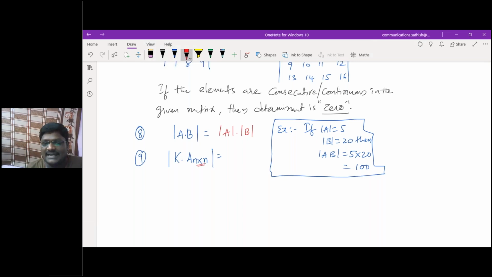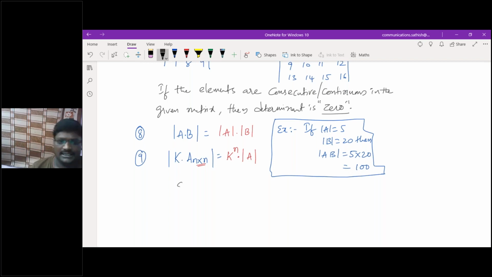K, where A is an n by n matrix, where K is a scalar and A is the matrix. This I can represent as what? K power n into mod A, where n is the order of the matrix. Am I right or not?